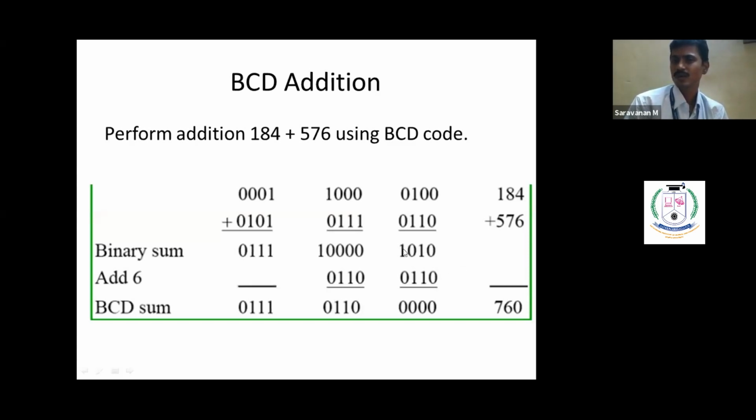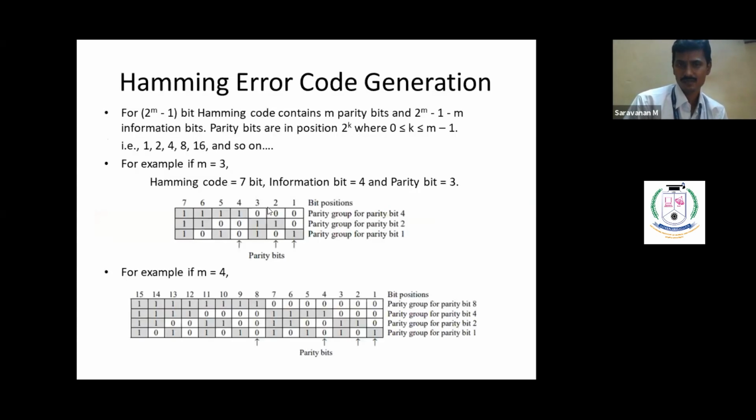Here we get 1010. This was written by mistake, this is all ones. So these two are not in proper BCD form. To convert this into proper BCD form, add 6 here, 0110, 0110, so that we get the corresponding BCD. This is your BCD addition. So this is a very important topic. You can expect this problem in your university.